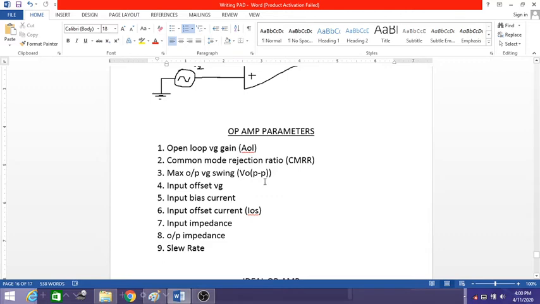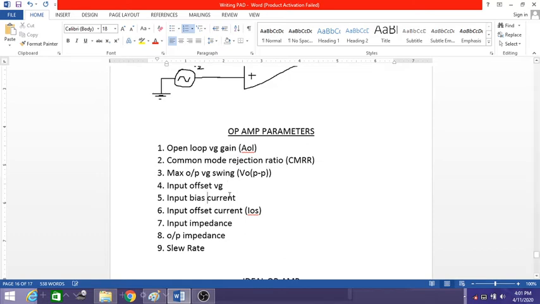So now let us see what is this input offset voltage. Input offset voltage, we call it VOS in short, is the voltage that must be applied between the two input terminals such that the output voltage becomes zero. It means it is the voltage that we have to connect across the two input terminals so that the output will become 0. Typically this VOS value should be less than or equal to 2 millivolts.